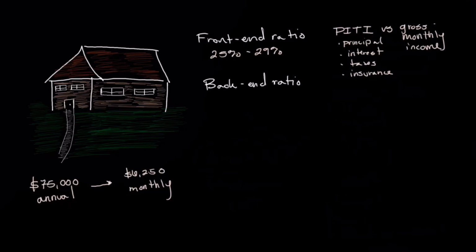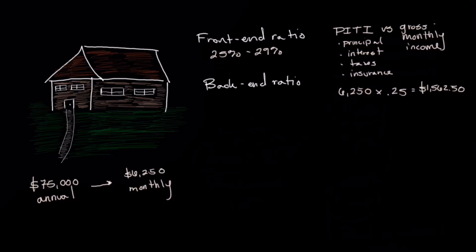So what we can do here to figure this out is we can take our monthly income, which is the $6,250, and we can multiply it by the front-end ratio. And so let's use the conservative figure, which is 0.25. And what that would give us is we would be able to spend $1,562.50 per month towards our monthly mortgage.